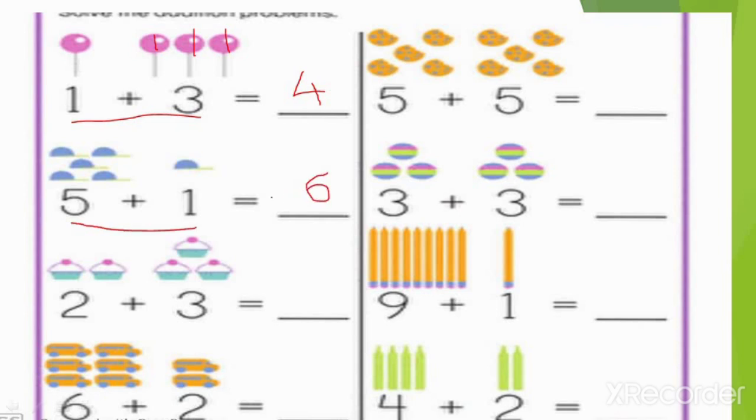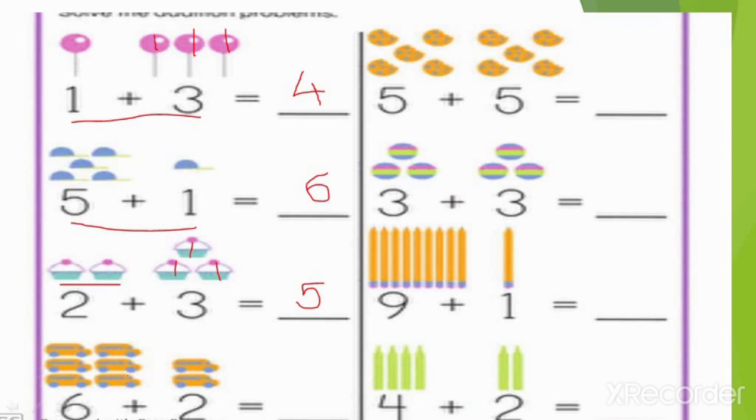Make practice regarding this at your home. It will be helpful to you to understand addition more. 2 plus 3. So first of all count these 2 objects, 1 and 2. We are going to add 3 more to it. 3, 4 and 5. So 2 plus 3 we get 5.